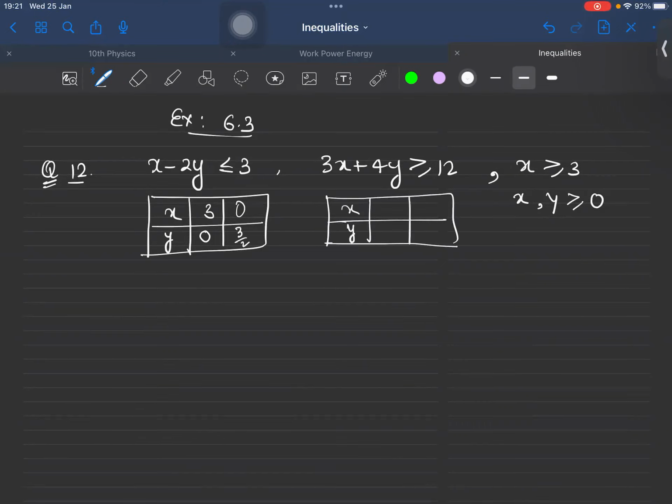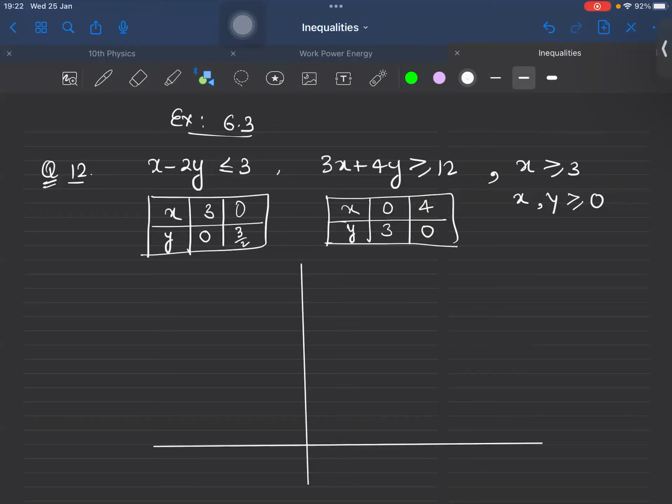Similarly, for the second equation, if x is equal to 0, the value of y is 3. If y is equal to 0, x is 4. Okay, let's plot this. It's already given that x and y both are greater than or equal to 0, so we don't need to go into the negative side. We can just draw the positive side.